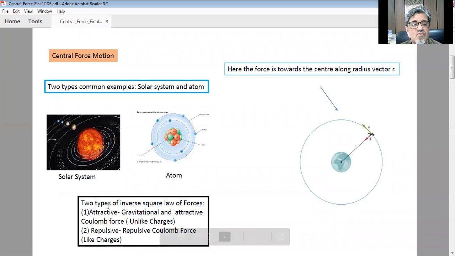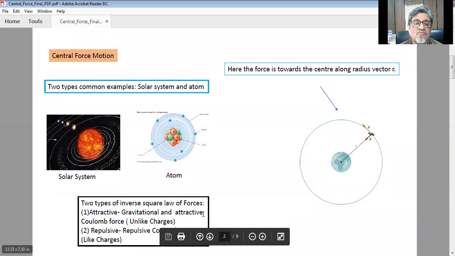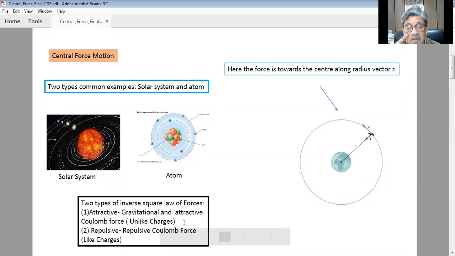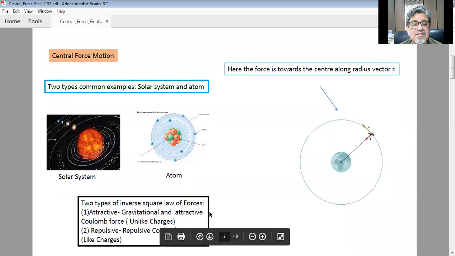Now, there are two types of inverse square law forces which are responsible for central force motion. One is the attractive gravitational force, another is the attractive Coulomb force, and that is for unlike charges. So our atom is the example of the Coulomb force. And the second example is the repulsive Coulomb force, and that is for like charges.